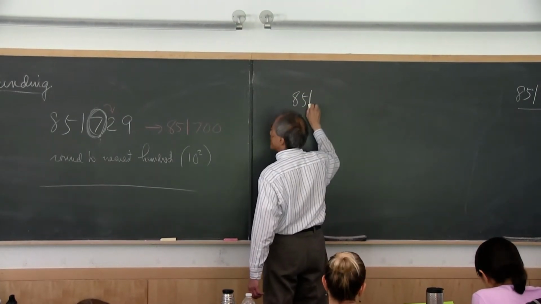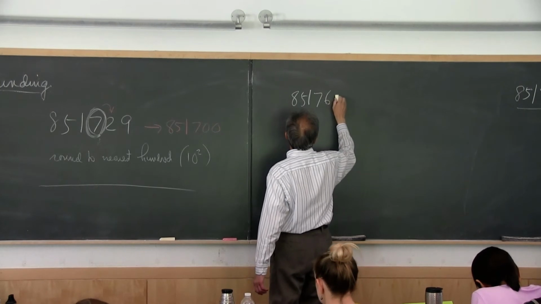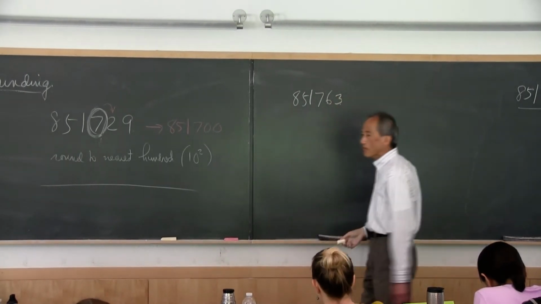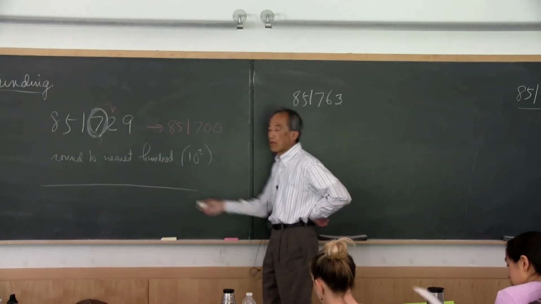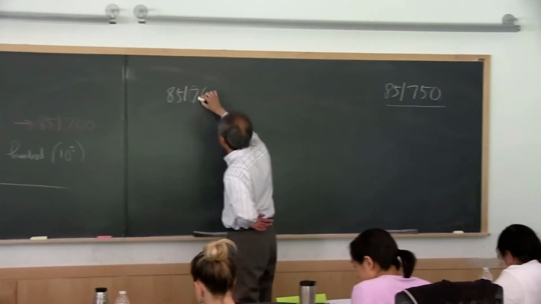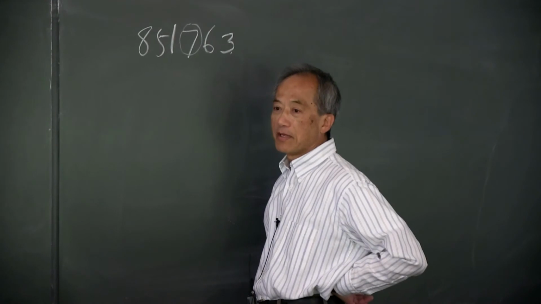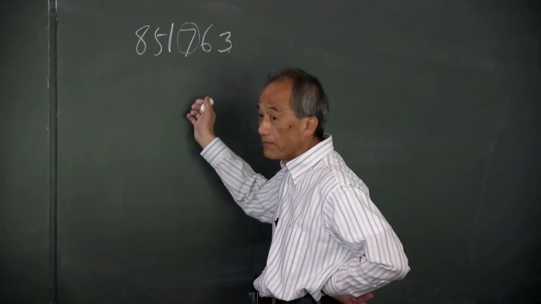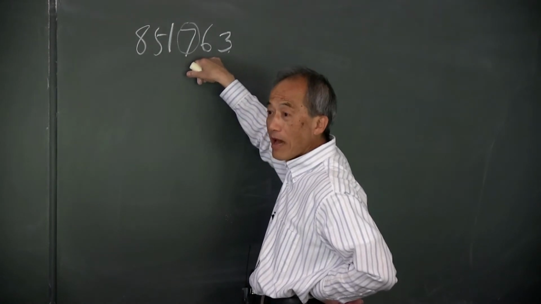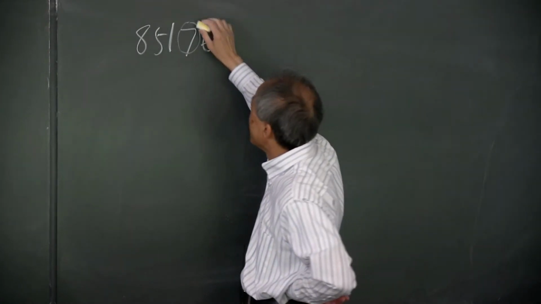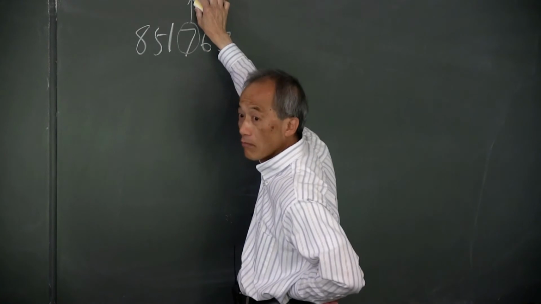8, 5, 1, 7, 6, 3. Again, round to the nearest 100, right? So look at this again. According to the recipe, you look at the digit to its right. With 5 and up, you're going to round up. Round up means changing this digit to 1 more, right?